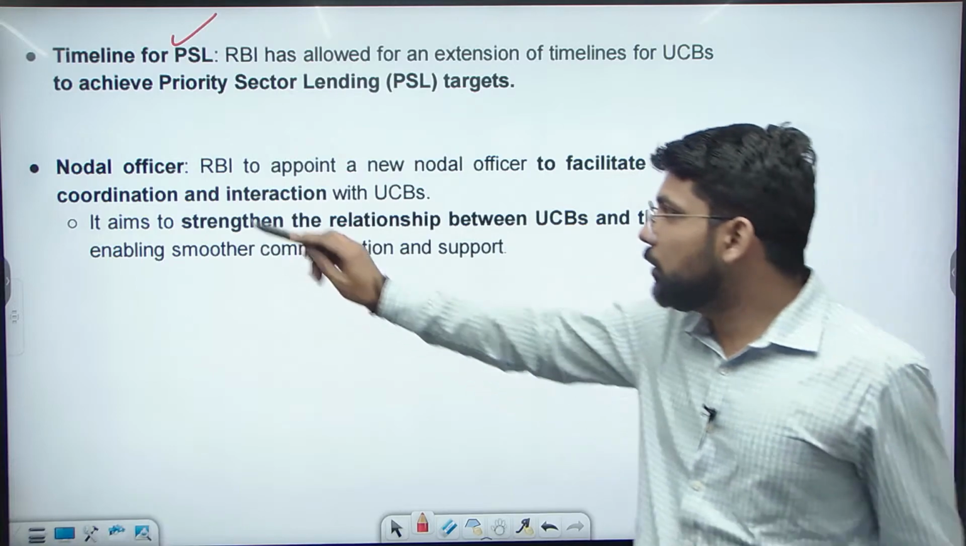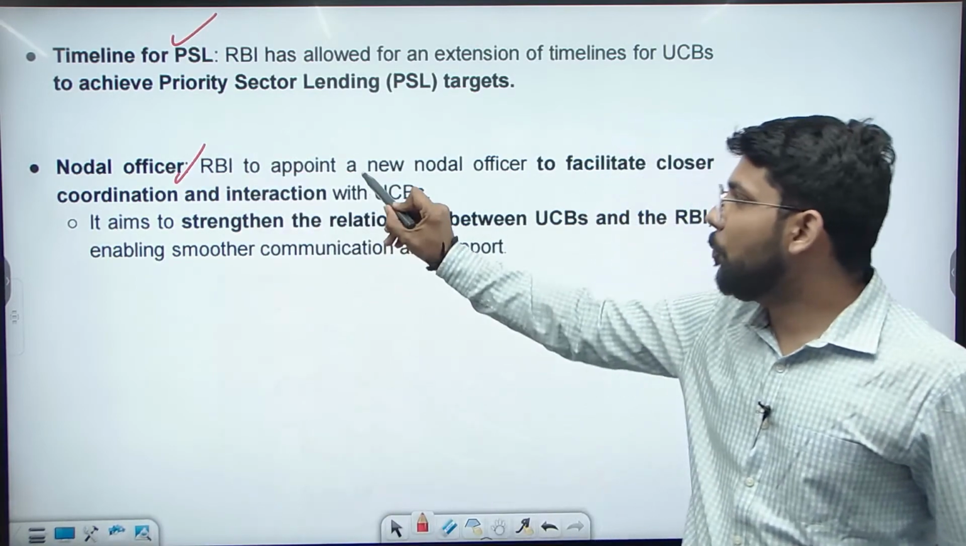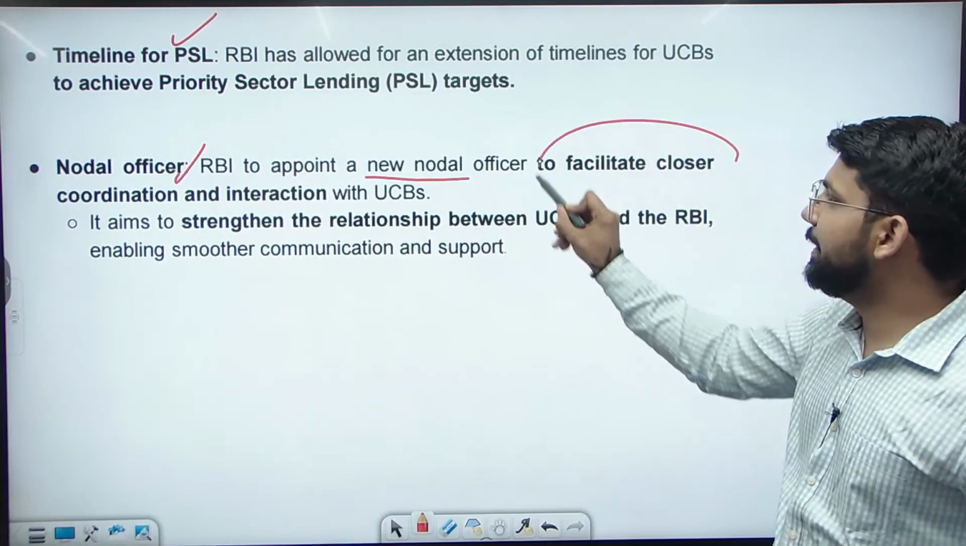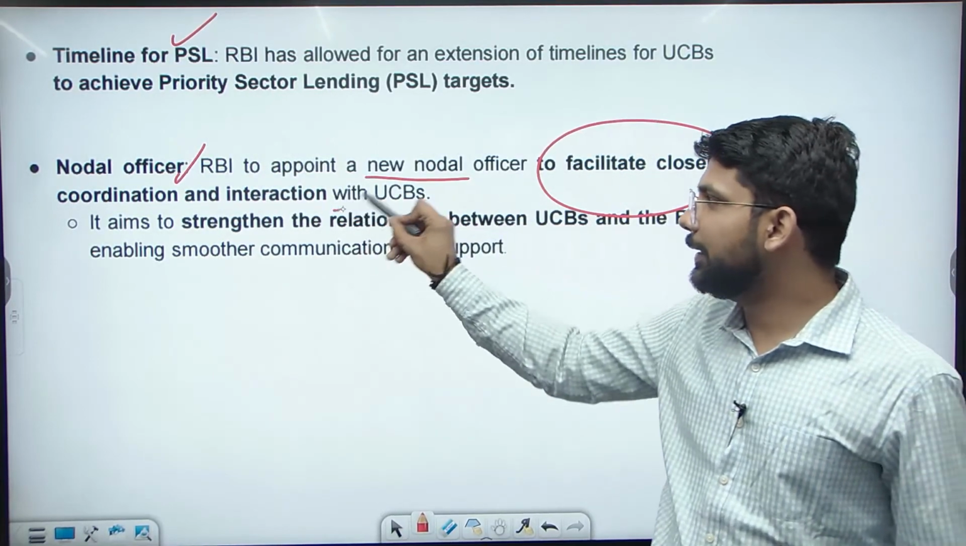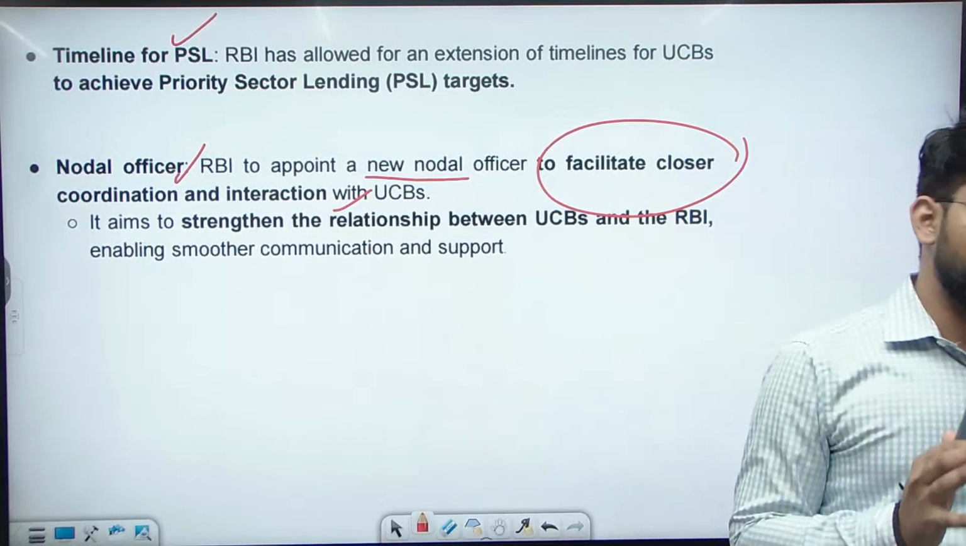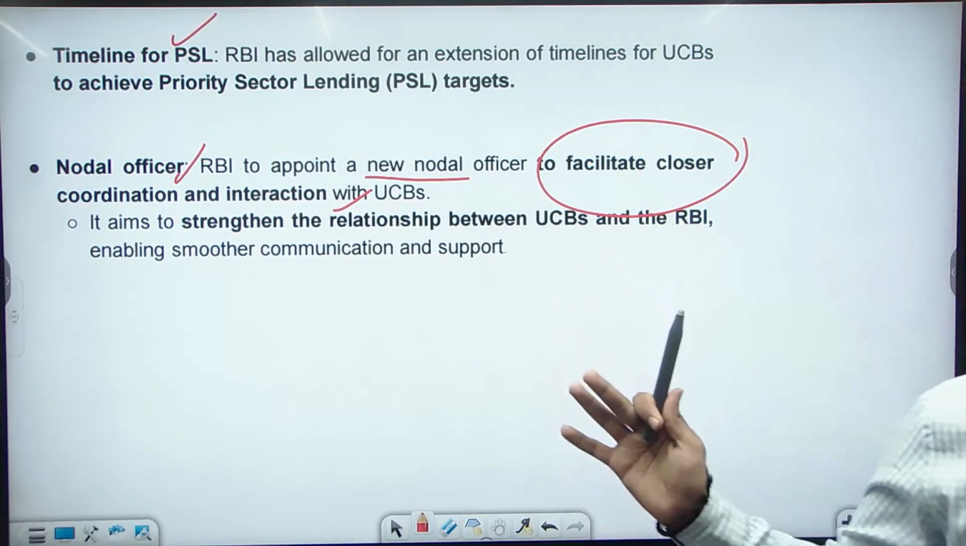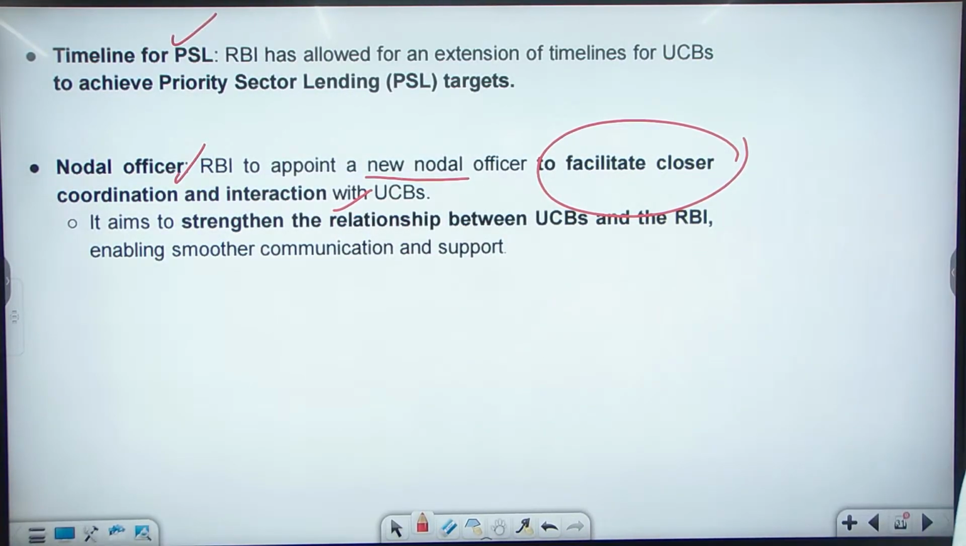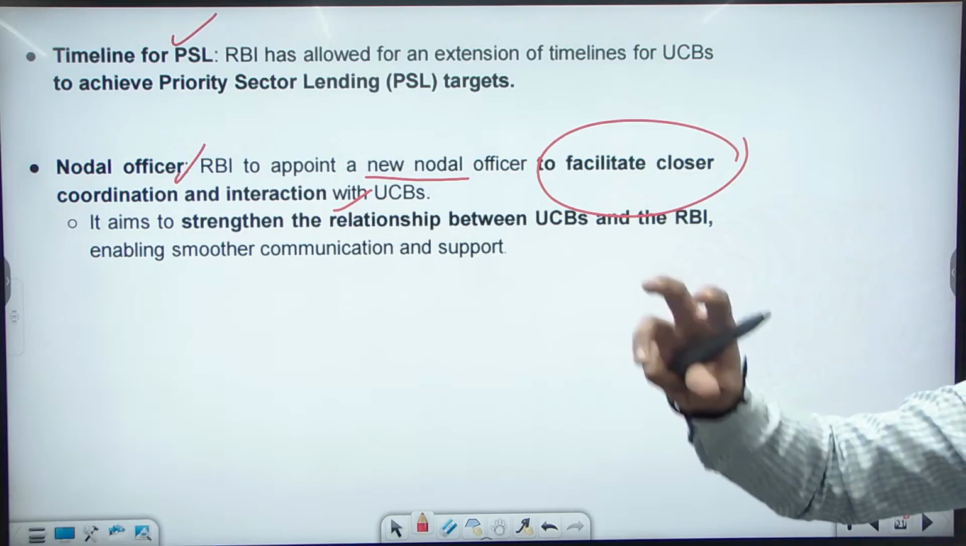Next is the nodal officer. RBI will appoint a new nodal officer to facilitate closer coordination and interaction with the urban cooperative banks. Initially there were no nodal officers, now they will appoint a nodal officer for the urban cooperative banks. Nodal officers are more at the local level. Yes, local level. Like if there is a district cooperative bank, DCCB, the nodal officers there will be different, and for state cooperative banks they will be different.